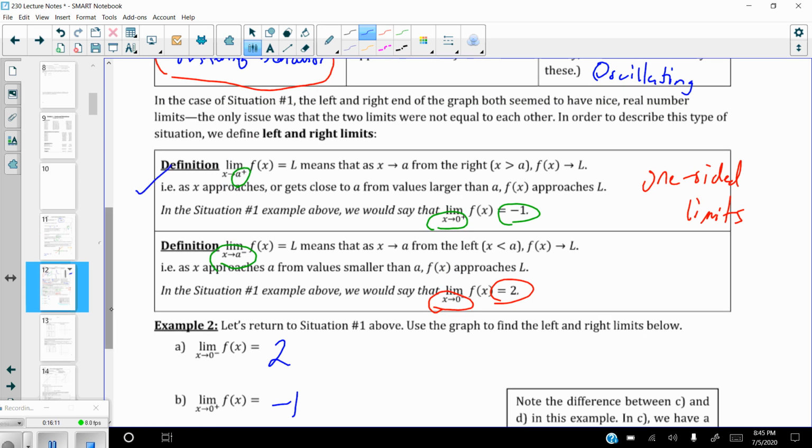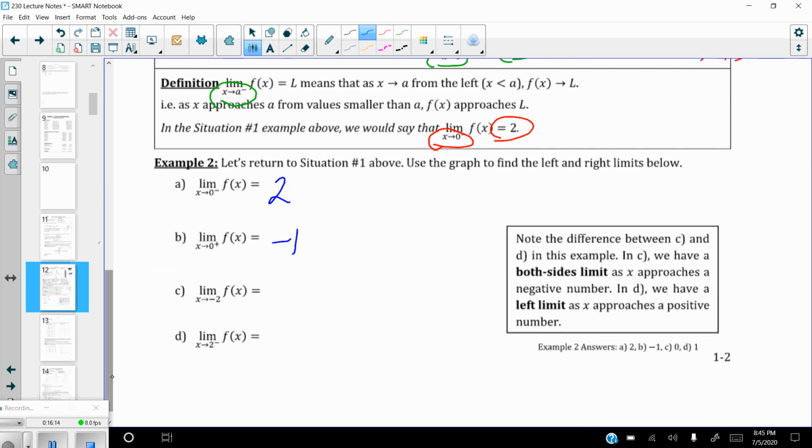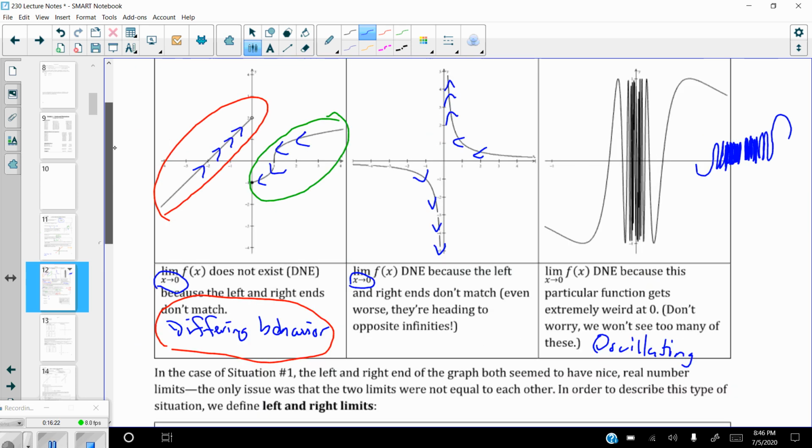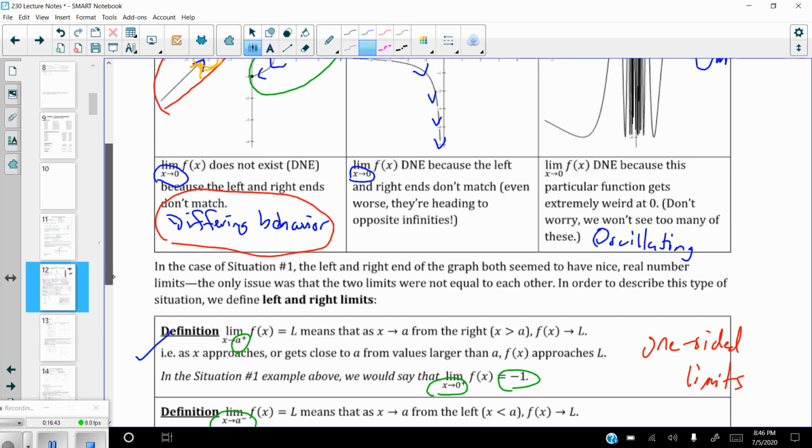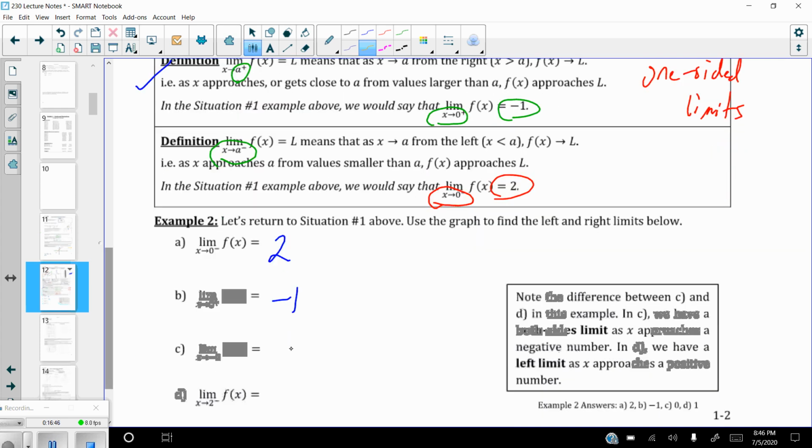But now let's look at it from a different perspective. Let's look at C. It says as x approaches negative 2. Well, let's go back up to the graph and see. Let's find out where negative 2 is on the graph. Negative 2 is right here. As x approaches negative 2 from both the left side and from the right side, it appears that the y value is approaching 0. So we're going to say that the limit as x approaches negative 2 is 0.